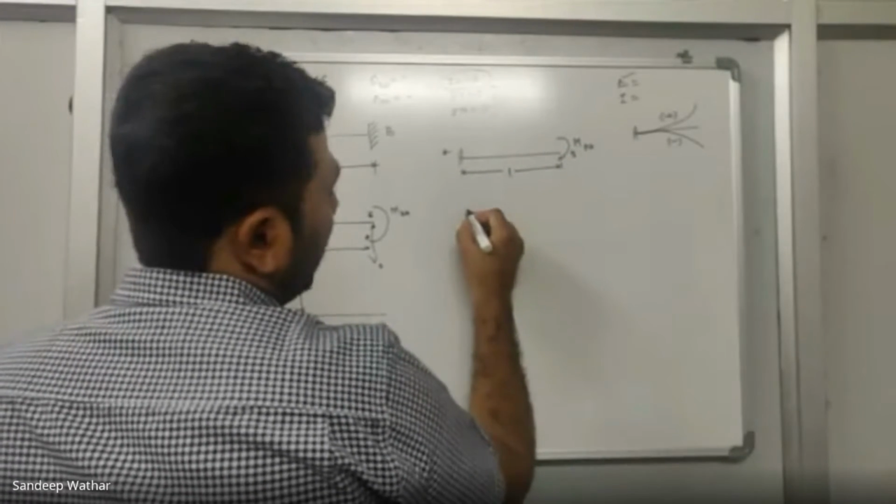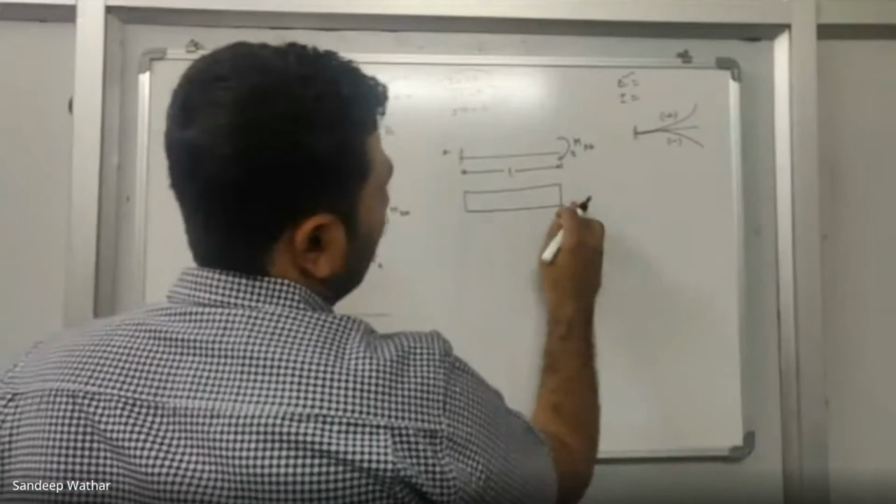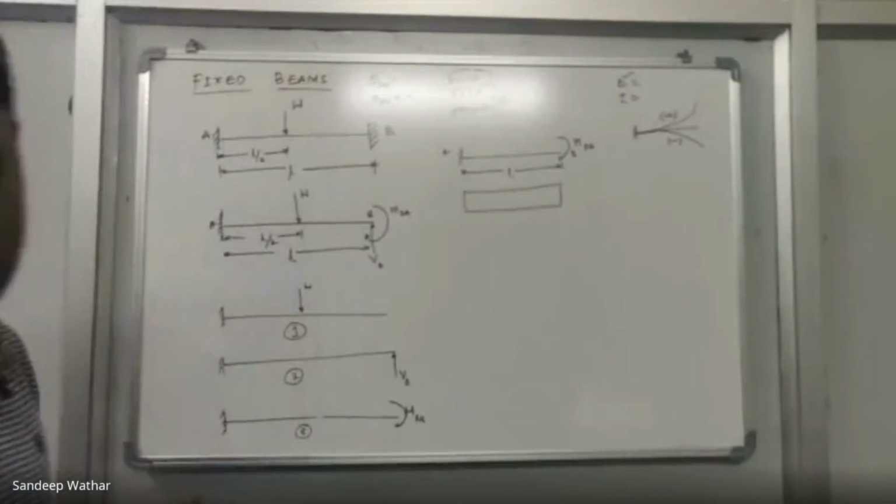Now let me draw the bending moment diagram for this. This bending moment diagram is quite simple. This is a rectangular bending moment diagram, and you tell me whether it is negative or positive.